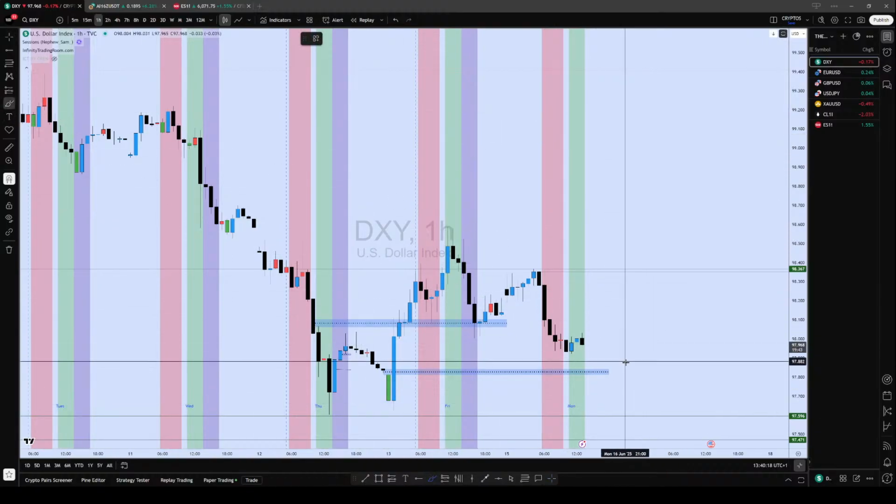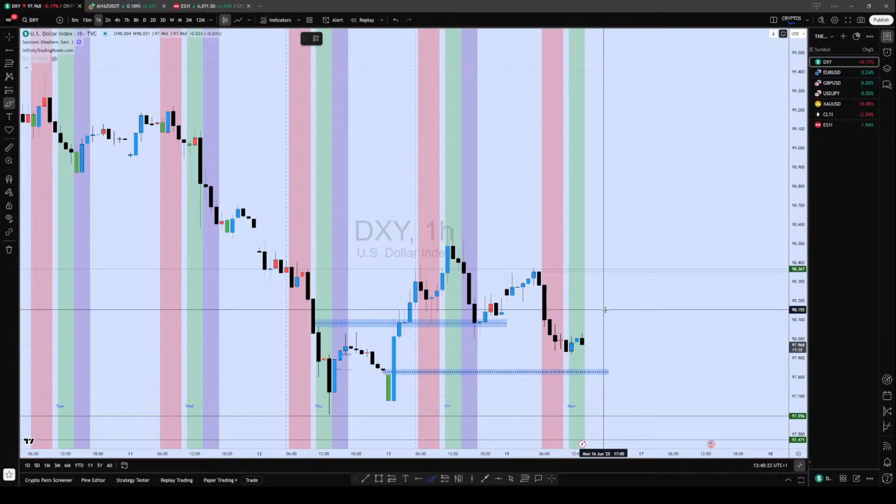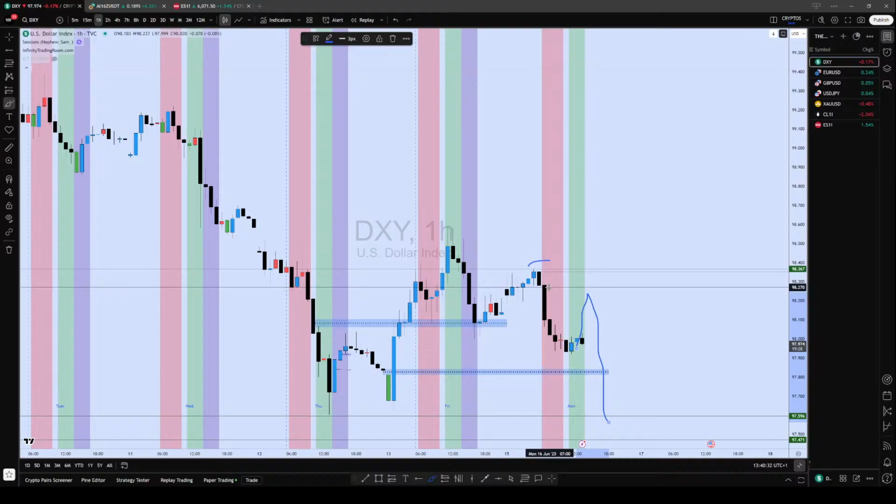So just be mindful of buying the euro or the pound now. Maybe a pullback into this high and then down. That'll be the best option going forward. Or during the purple time, they displace down, pull back into it, and then you can look for the continuation to the downside.